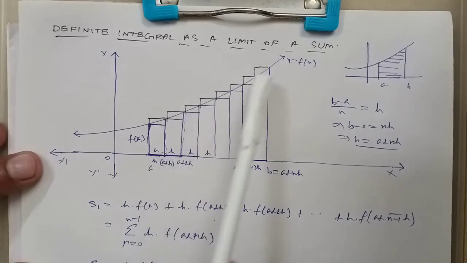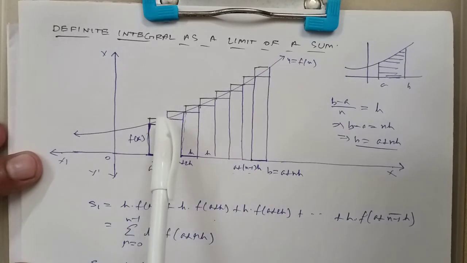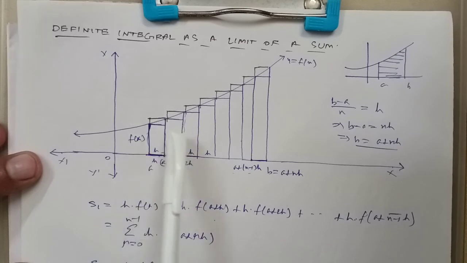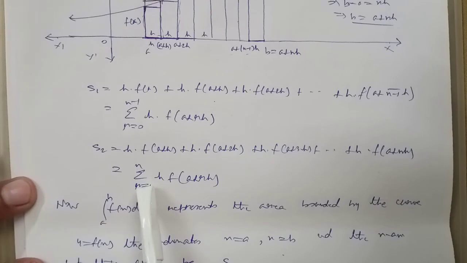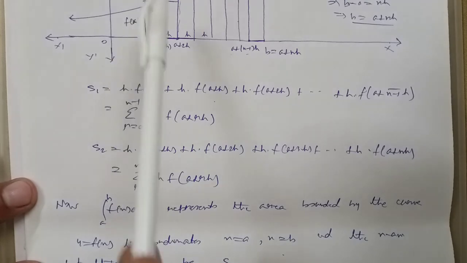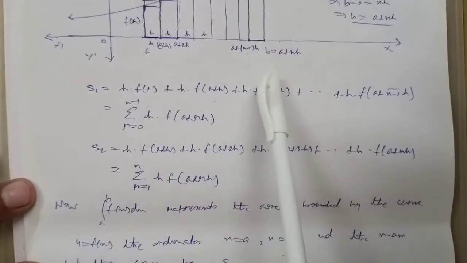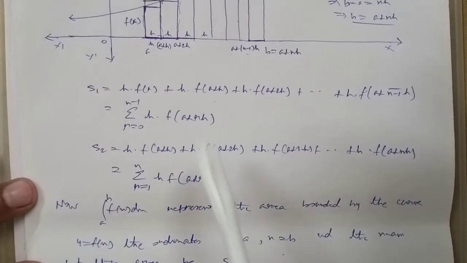And similarly, we have drawn rectangles by drawing lines parallel to x-axis through the upper vertex in this way, and the sum of the areas of these rectangles becomes S2. And the actual area, integration a to b f(x) dx, which means the area of the region bounded by the curve, the ordinates x equals a and x equals b, and the x-axis, that is our S. So from the diagram it is obvious that S is more than S1 but less than S2.